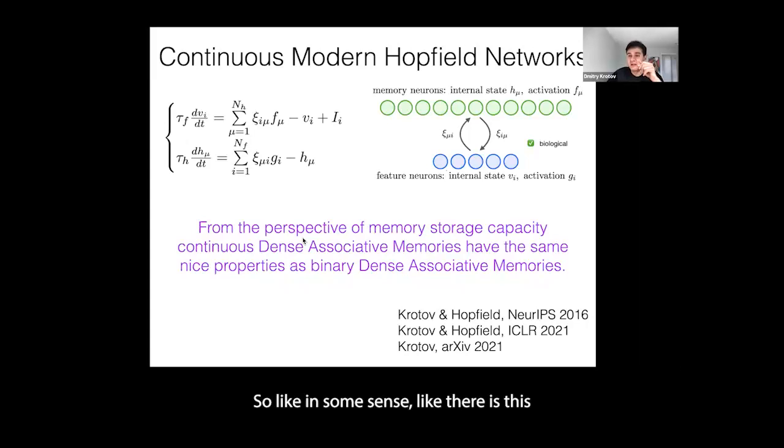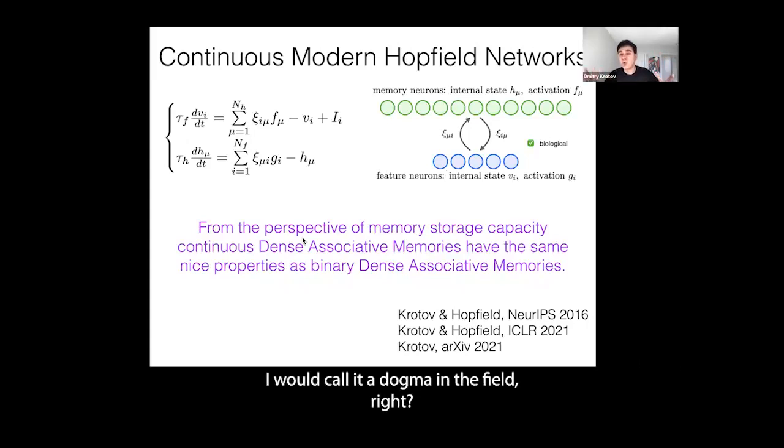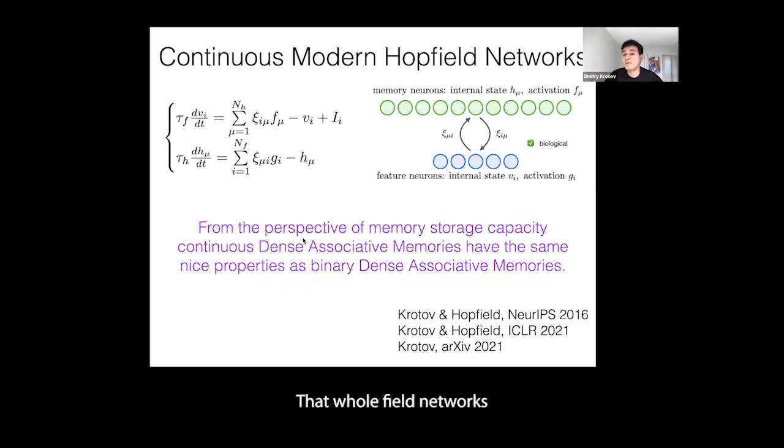So in some sense, there is this, I would call it a dogma in the field, right? That Hopfield networks have to be trained with Hebbian learning or something like that. In principle, this is not the case. A Hopfield network is an architecture, and how you train it is your choice.